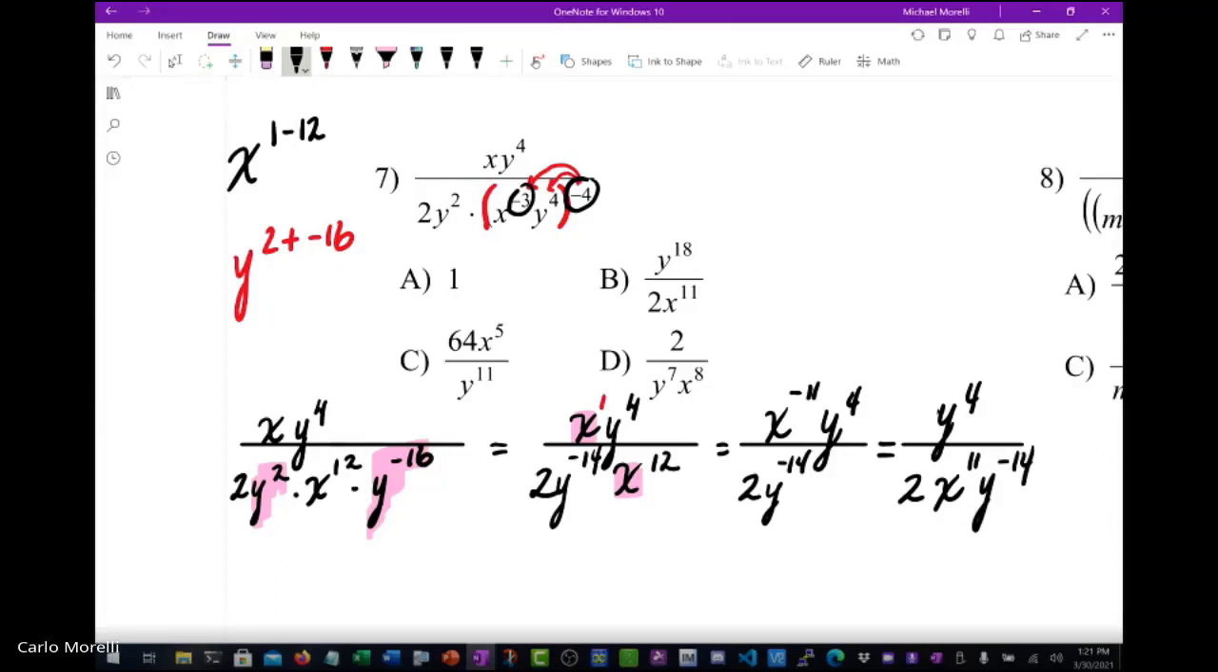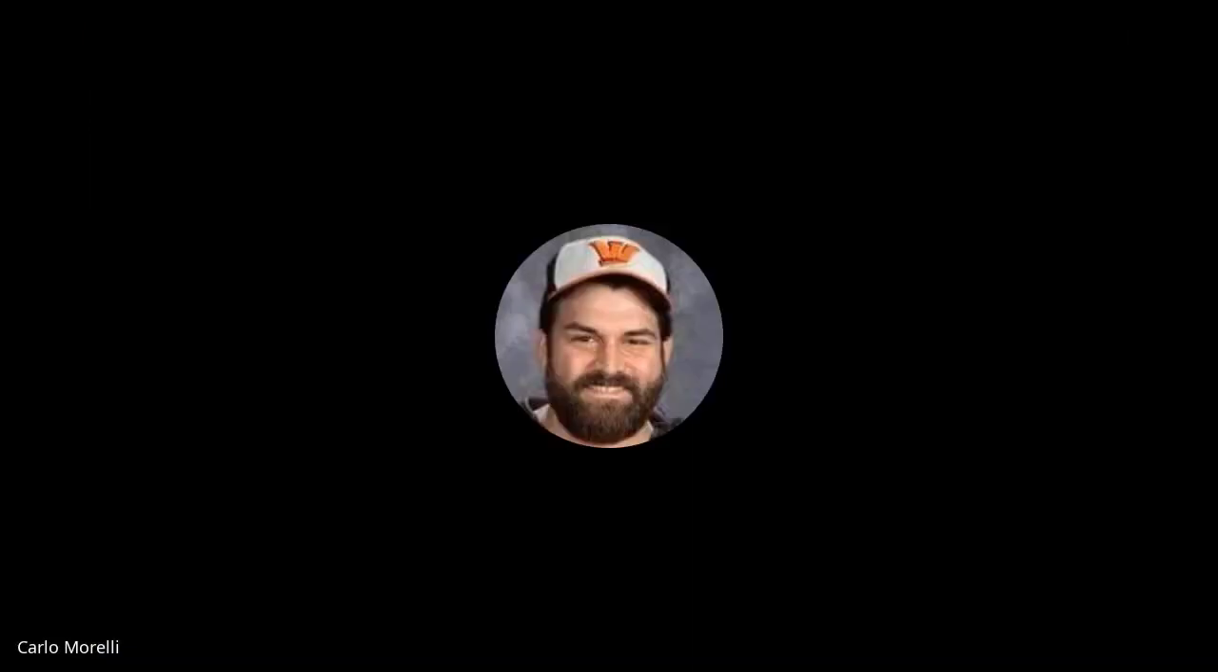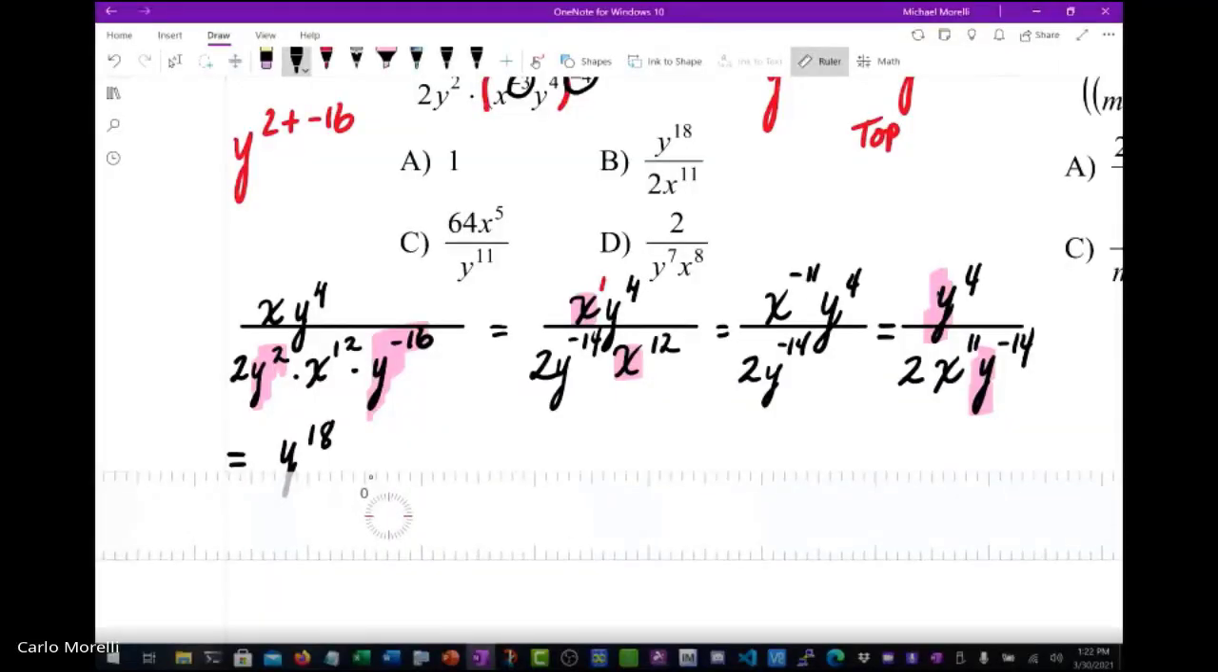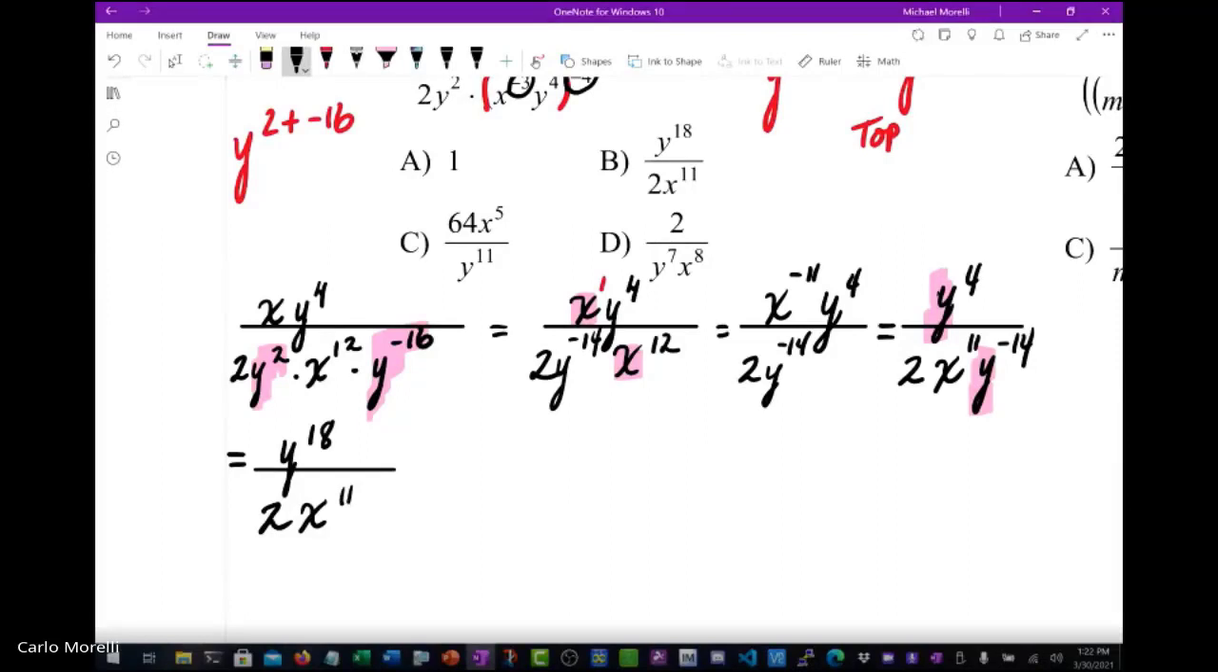Now we use the quotient rule. I've got bases that are the same right here. I'm going to subtract the exponents. So that's y raised to the power of 4 minus negative 14, which is 4 plus 14. So it's going to give me y to the 18th power, and that goes on top. Okay? So I'm going to do that down here. I'm going to have y raised to the power of 18 all over 2x to the 11th. Now there's nothing else for us to do, so we are done.